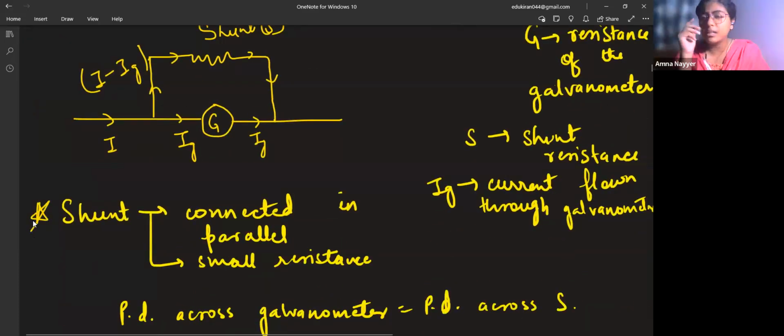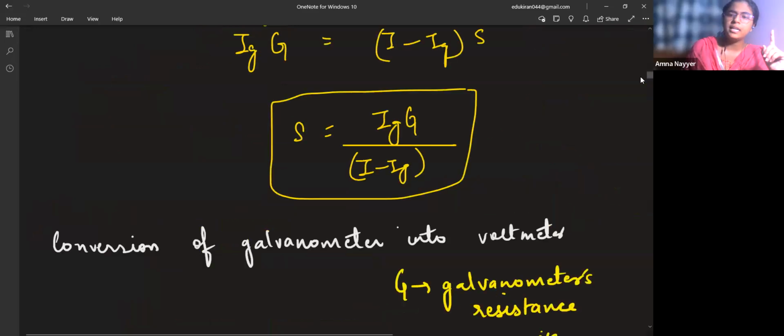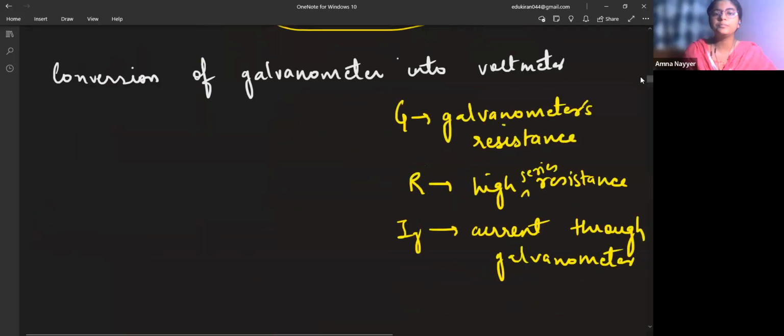And class, this becomes confusing also, whether it was small resistance or greater resistance, or connection in parallel or series, because you will see just the opposite in voltmeter. Note it down, or let's do one thing. Let's complete voltmeter also now so that you can identify both the things in parallel. See, for voltmeter, what do we do?